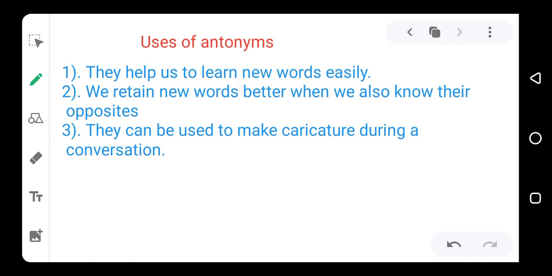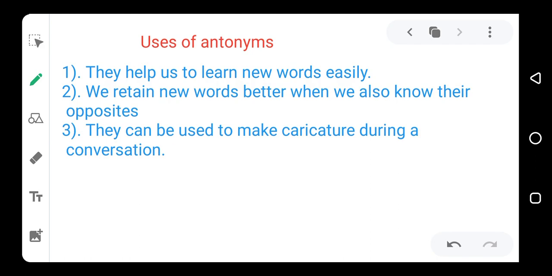Another way we can use antonyms is in making caricature. For instance, when you see someone that is not tall and you don't want to say that the person is not tall, you want to make a joke of the person. You can say, he's a very, very tall person, but actually the person is short. Joke, we call it caricature.